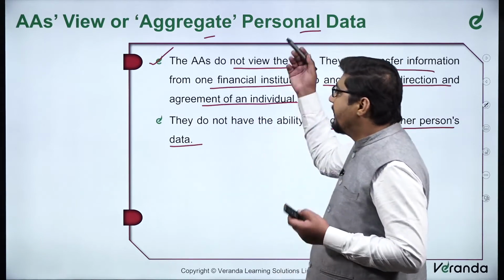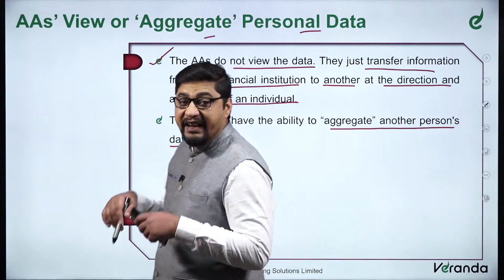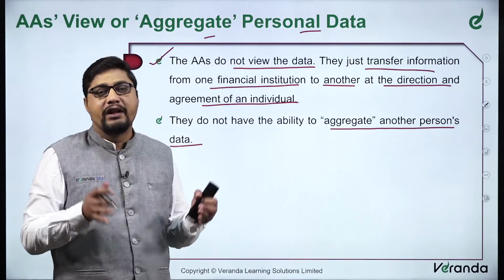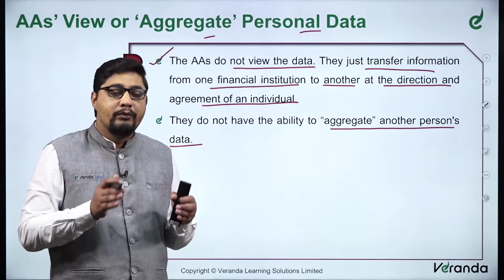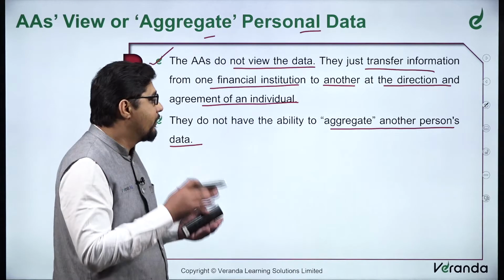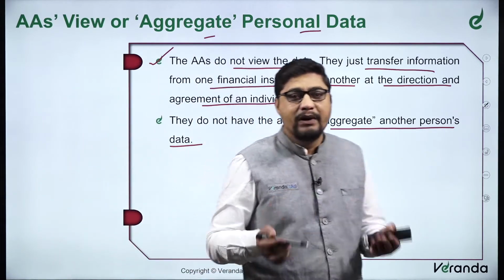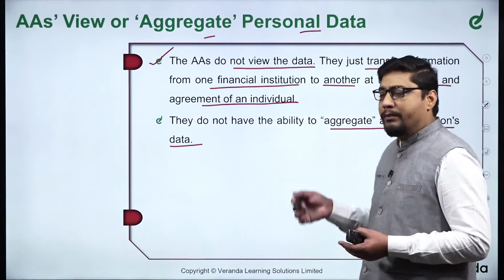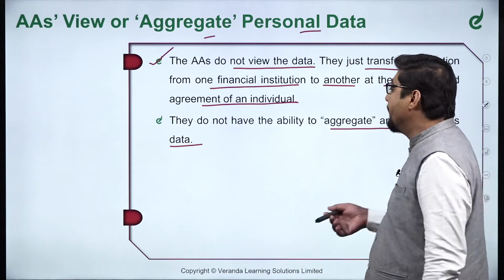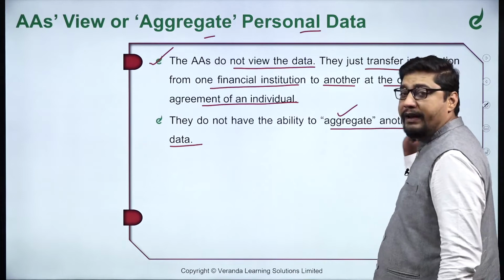So first, they will not see your data. Then second, they will not aggregate. That means they will not accumulate your data. They will not keep books and ledgers of your data, because you may have multiple applications and multiple forms you may be filling. So they will not keep accessing or keeping stock of those data. So they will not be aggregating your data.